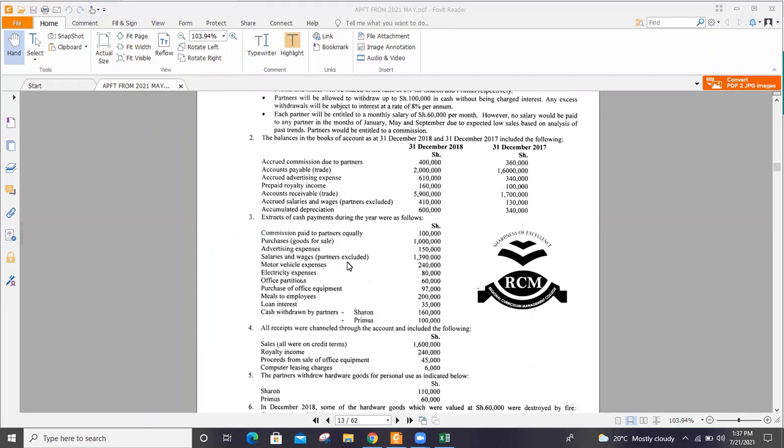Advertising expense, salaries and wages, motor vehicle expense. Salaries and wages, are they allowable? Yes, allowable. Advertising, is it allowable? Yes. Motor vehicle expenses? Disallowable. Electricity, is it allowable? Yes. Office partitions? Disallowable.